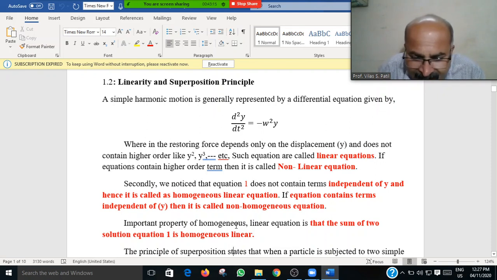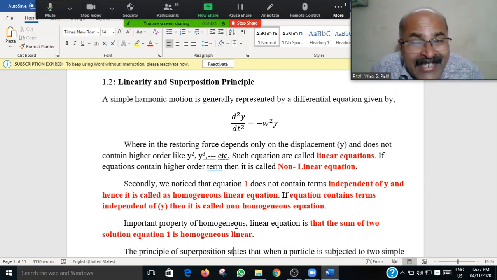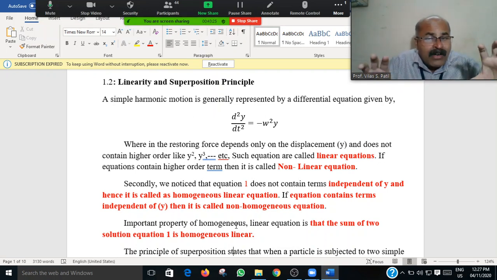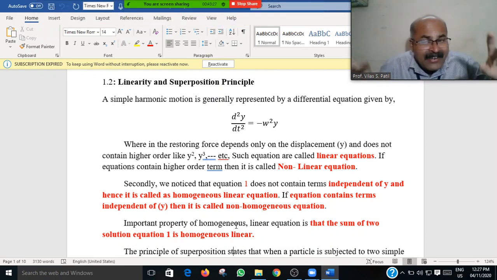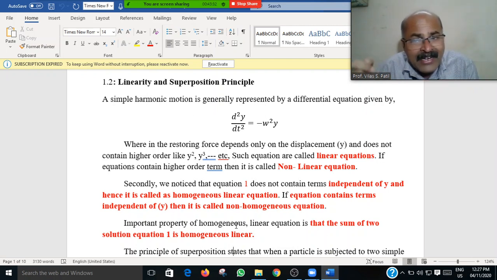Secondly, we notice that equation number 1, the above equation, does not contain a term independent of y. Here we see that both the terms, on the left hand side d2y by dt square and on the right hand side minus omega square y, both depend upon y.